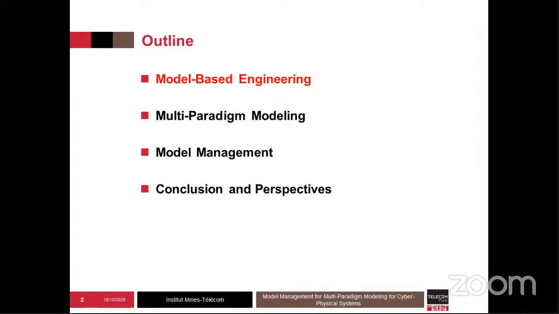and then I will go into multi-paradigm modeling. This I will go through quite fast because Hans has already talked about it very much. And then I will show what the problems in model management are and talk briefly about a project that is going on to manage these models, and then conclude the talk.